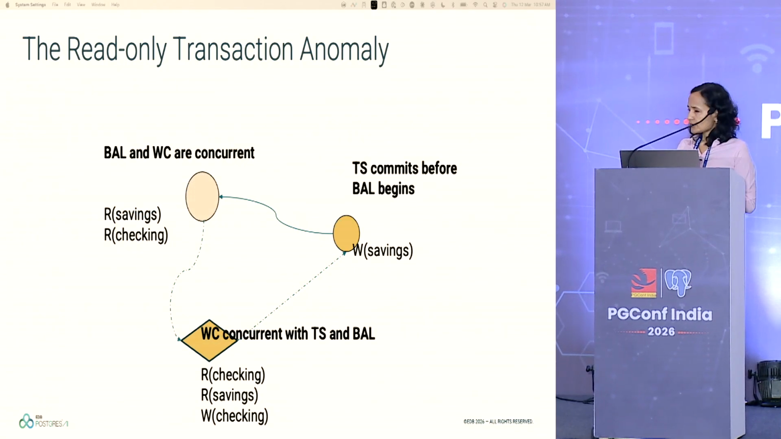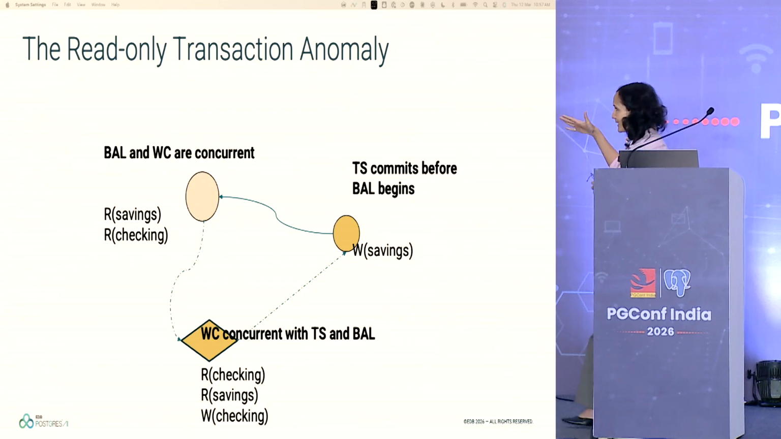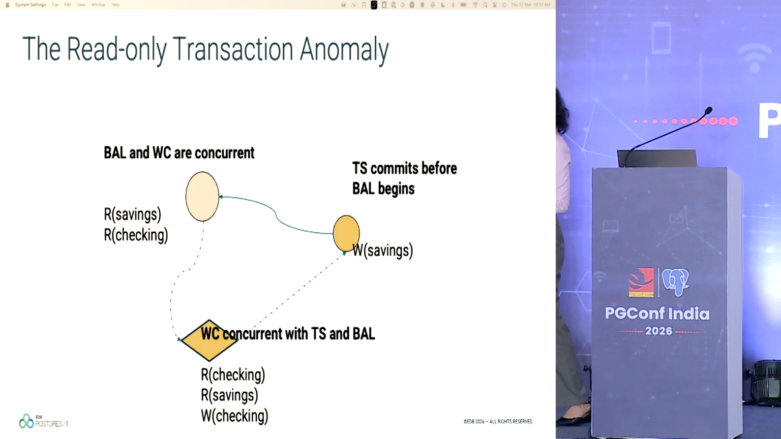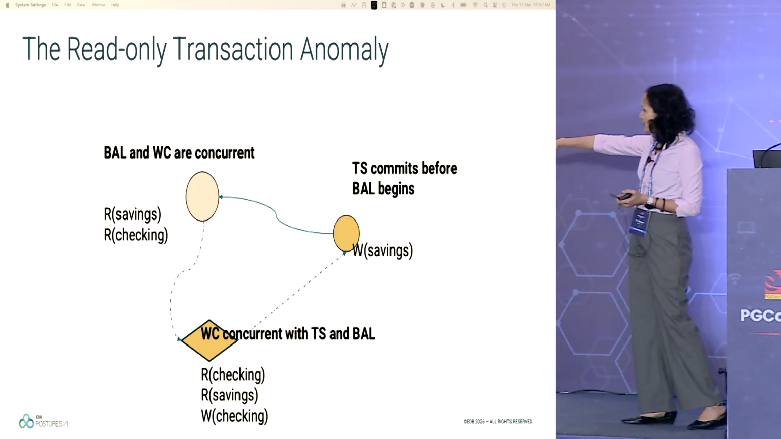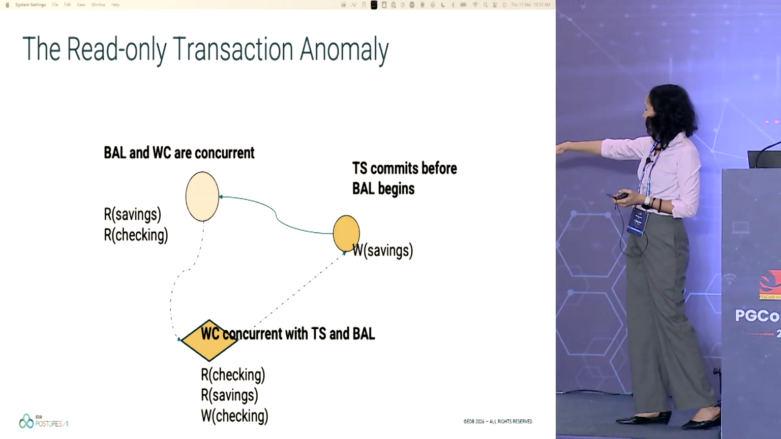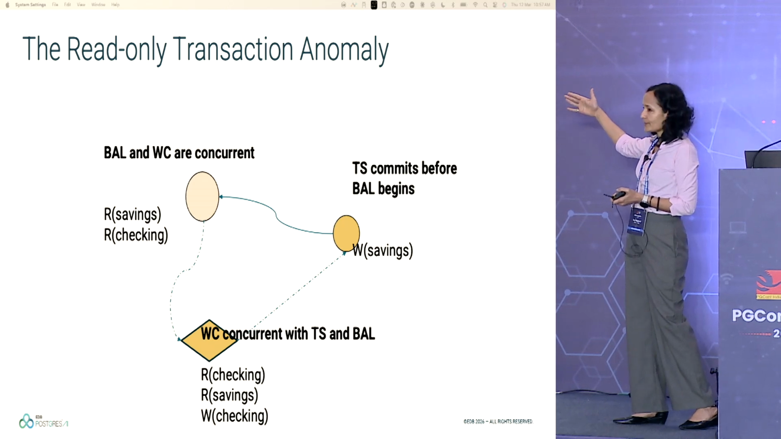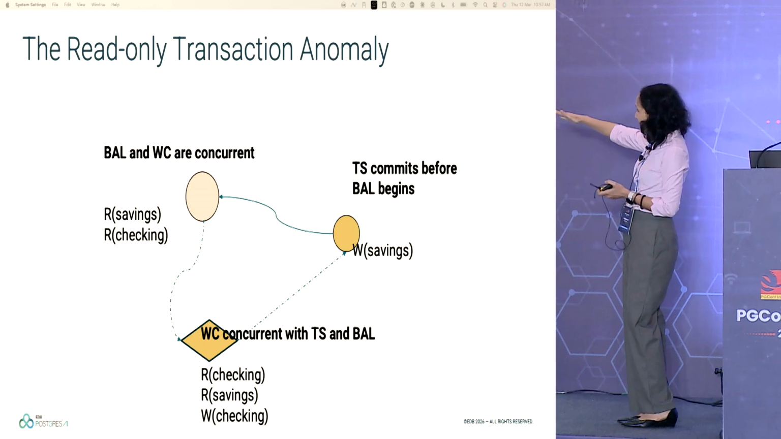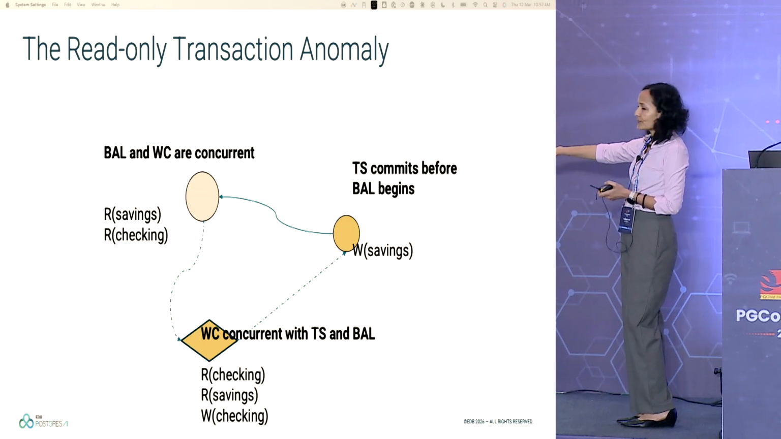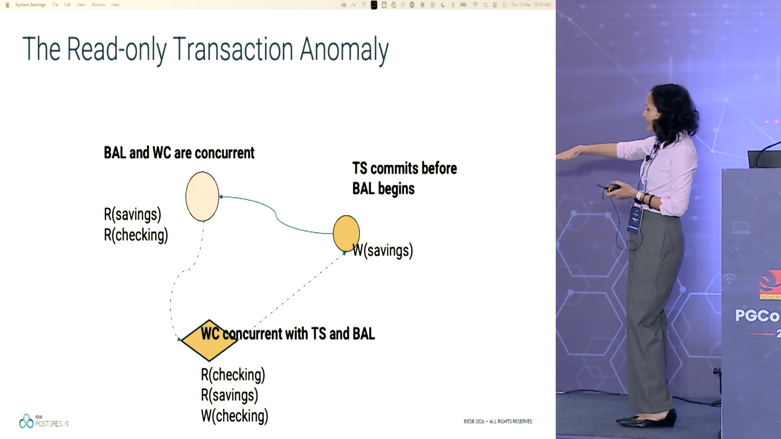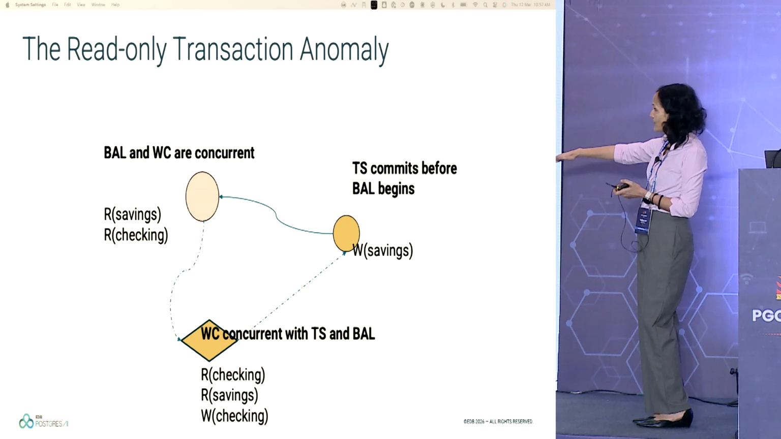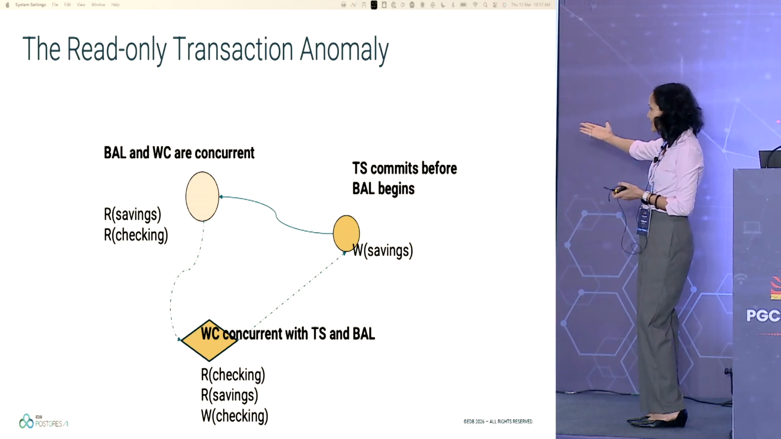Just to give an example, say initially you have 0 in your savings and checkings. You write a check, let's say WC writes a check of $500, and at the same time the salary gets deposited. The depositing of salary, which is TS, and the writing of the check, WC, are concurrent, so they don't see each other. So WC will let you deduct $500, but it will add a penalty and deduct 550, because there was no addition in the savings.